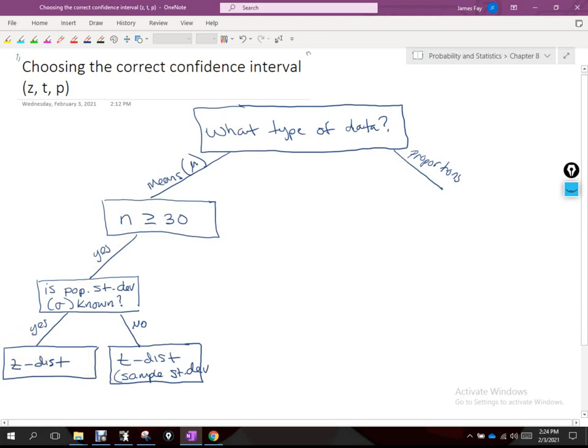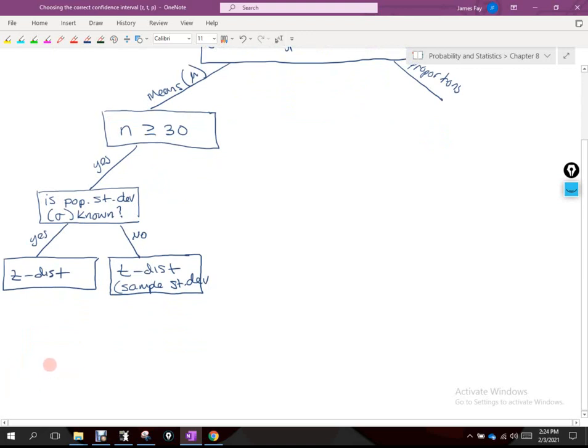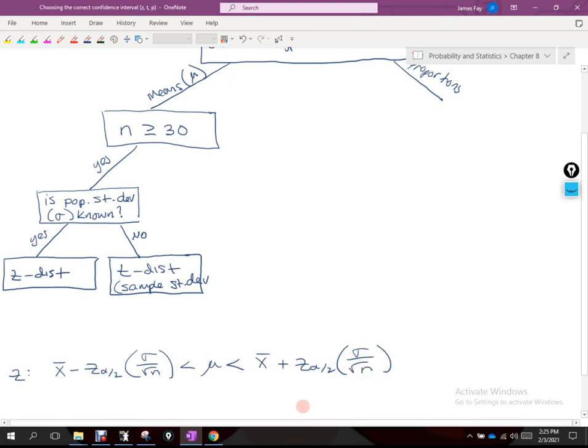Okay. So here, let's talk about the two distributions. So the z distribution, that confidence interval, is going to be found by taking x bar minus z sub alpha over 2 times sigma over root n is less than mu is less than x bar plus z sub alpha over 2 times sigma over root n. Okay, that was what we talked about in 8.1. In 8.2, it's the t-distribution.